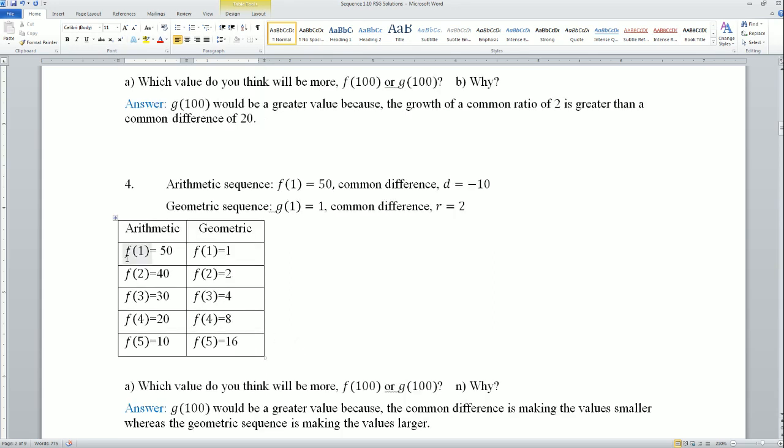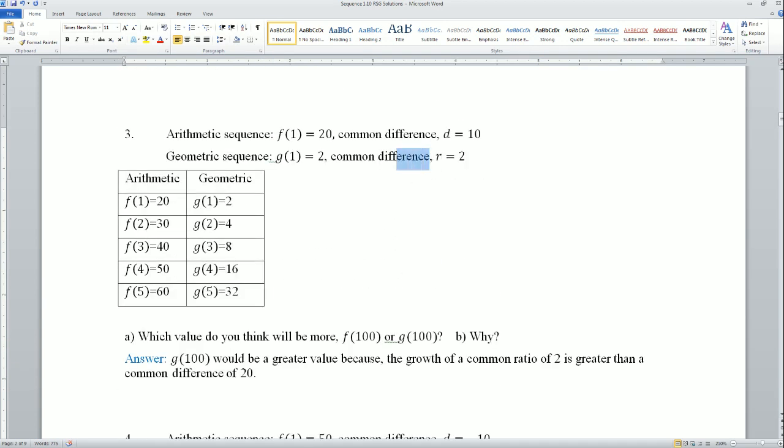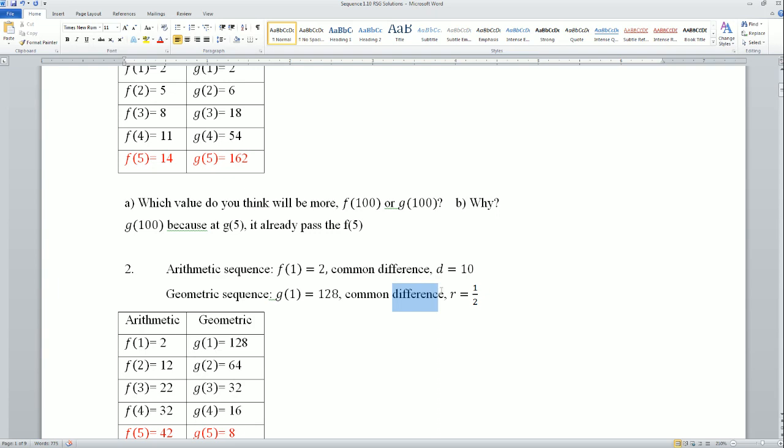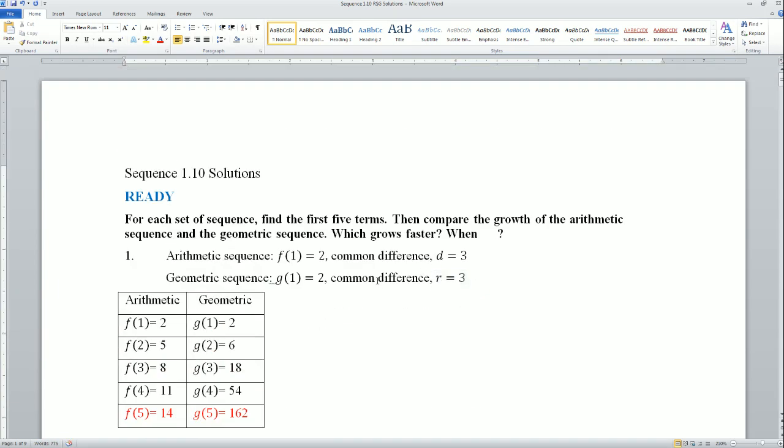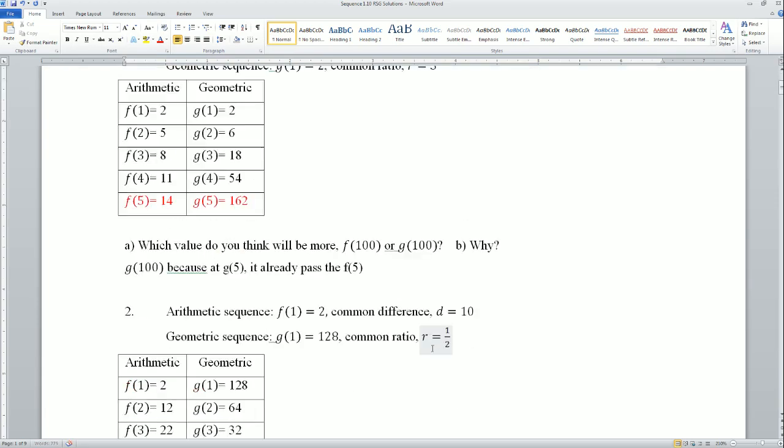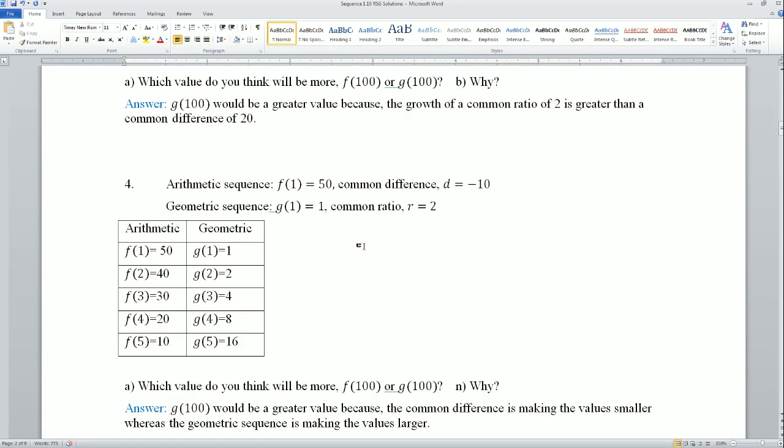Next one, 4. Starts off with 50 as the arithmetic first term. The geometric here starts at 1. The arithmetic is going down because d is equal to -10, but the common ratio should be r equals 2. Sorry, this should all be common ratio. Because the common ratio here is equal to 2, 1 times 2 is 2, times 2 is 4, times 2 is 8, times 2 is 16.